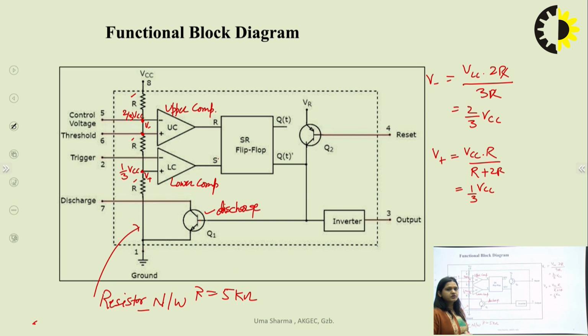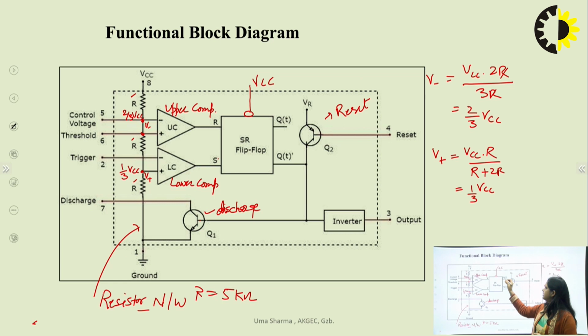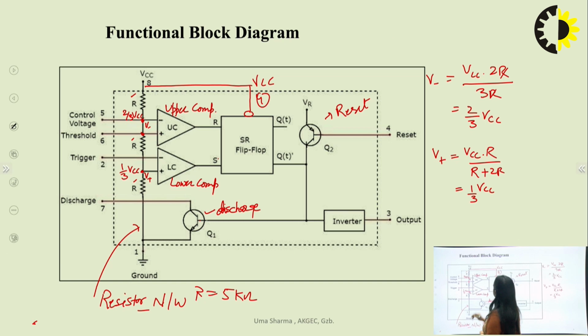Another component used in this functional block diagram is this transistor Q2, which is known as the reset transistor. If I want to reset the flip-flop, I can provide a reset input. Generally, it is connected with VCC, and a bubble is connected over here. You can eliminate this transistor and directly connect reset over here. This is pin number 4 and it is connected to VCC. So pins 4 and 8 are connected to VCC. Whenever I want to reset the flip-flop, then we have to change it.